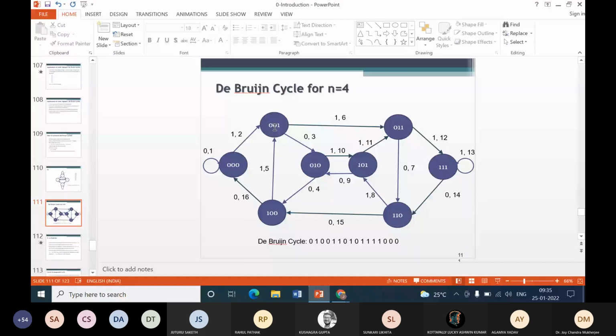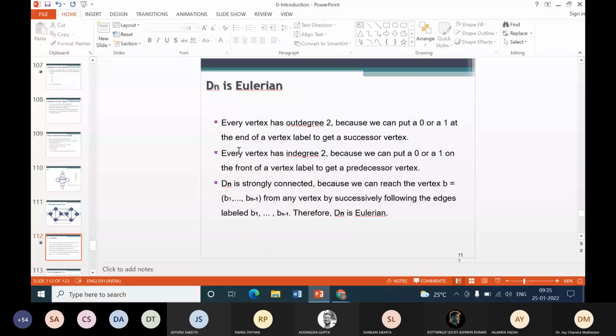Now, an edge level is basically the last bit of this. So the last bit will be either 0 or 1. If it is 1, then from 0 0 1 I will go to 0 1 1. If the last bit is 0, I will go from 0 0 1 to 0 1 0. So that is why the out degree is 2. Similarly, every vertex has in degree 2, because if we put a 0 or a 1 on the front of a vertex level, we get the predecessor vertex.